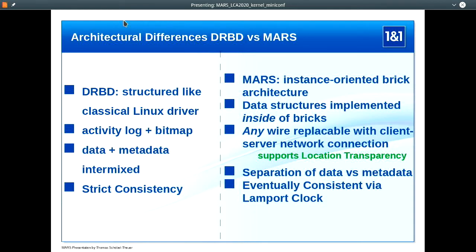It's an instance-oriented brick architecture. I will explain in the next slides what it means. The data structures are not global by concept, but each is inside of a brick, so it's in a black box. And the wiring between the bricks is replaceable with client-server bricks, so you can make a distributed system out of it potentially at any place, wherever you want to distribute it. It's a strict separation by concept of data versus metadata, and the networking model is not strictly consistent, but eventually consistent. This is necessary for long-distance replication.